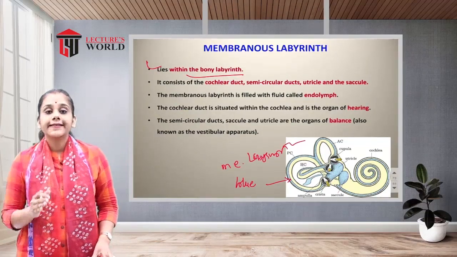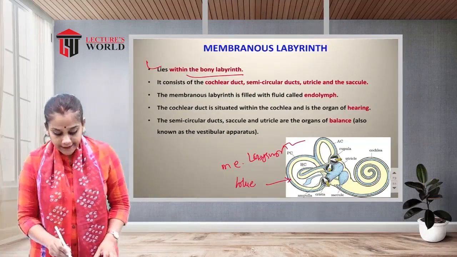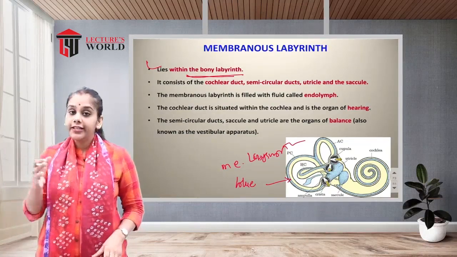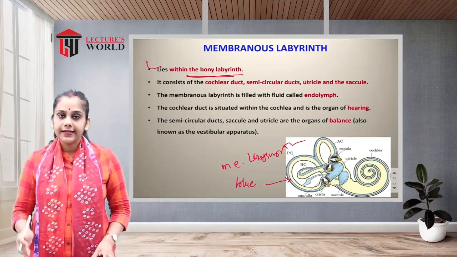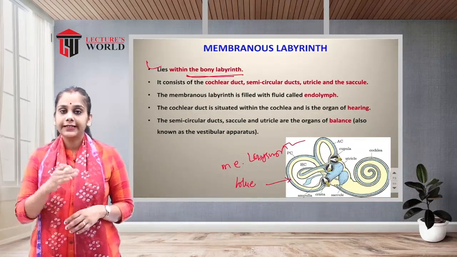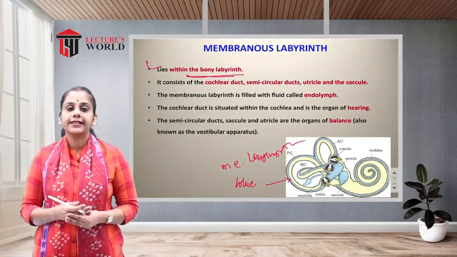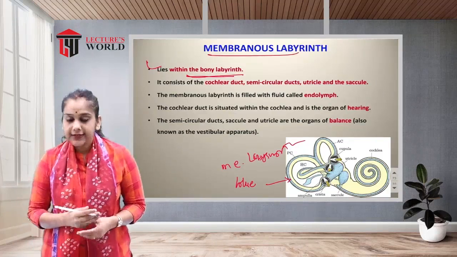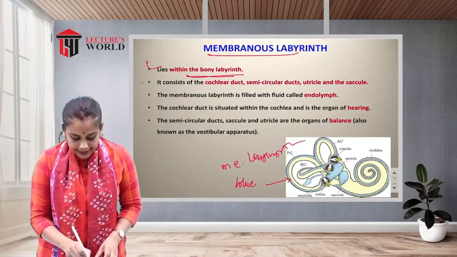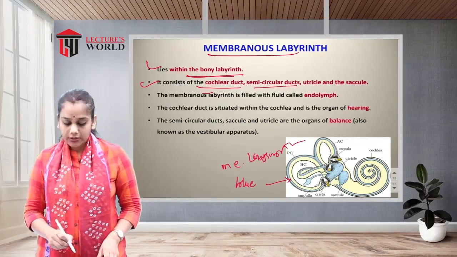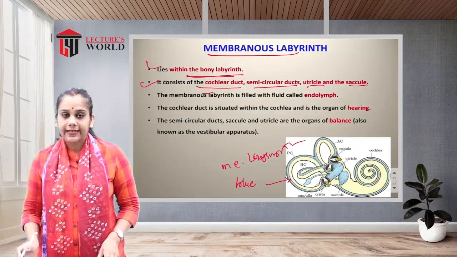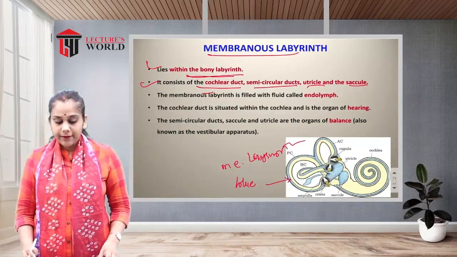So it is the inner portion, located within the bony labyrinth. The outer portion is the bony labyrinth, and within the bony labyrinth there is an inner portion known as the membranous labyrinth. It consists of the cochlear duct, semicircular duct, utricle and the saccule.